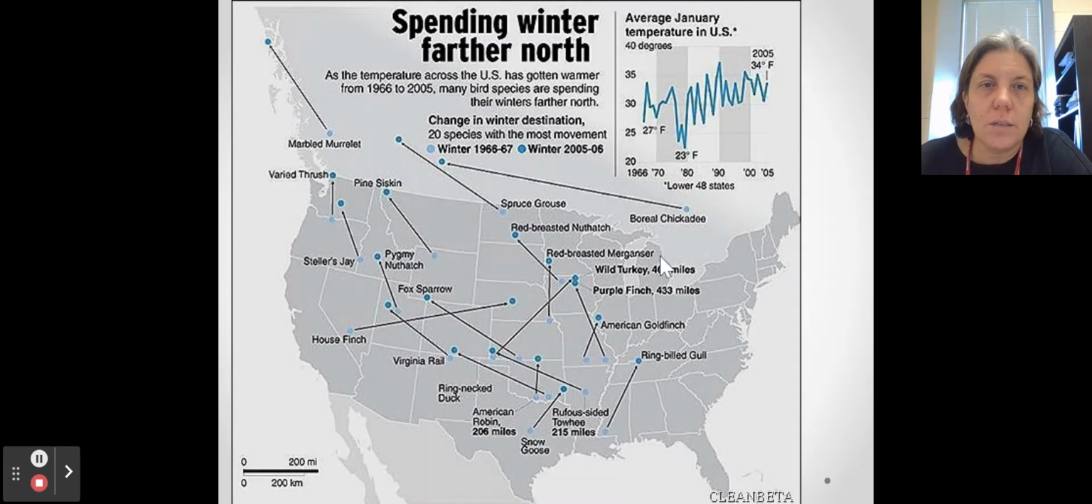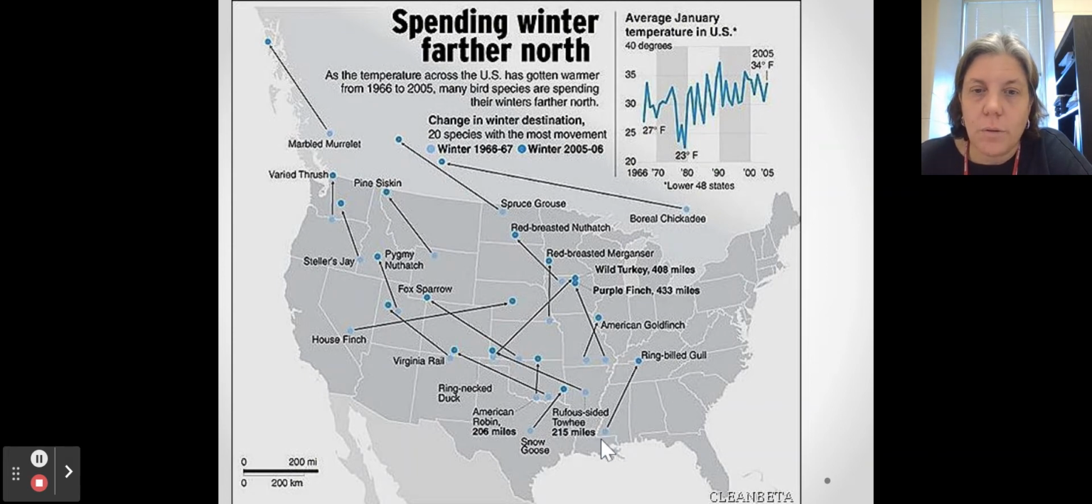You can also see this in birds. So this is a map here that shows you where certain birds spend the winter. The lighter blue is 1966 to 67, and the darker blue is 2005 to 6. So let's take one example here, the ring-billed gull. That's a seagull. You can see them on the beaches of North Carolina if you go there. The ring-billed gull, you would think, would want a warmer place to live since he is a seagull.